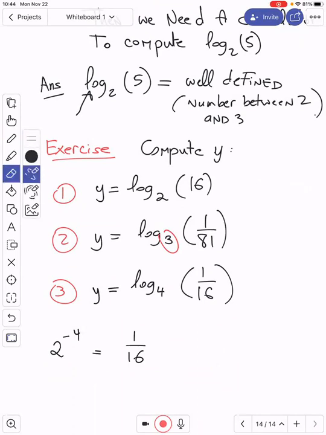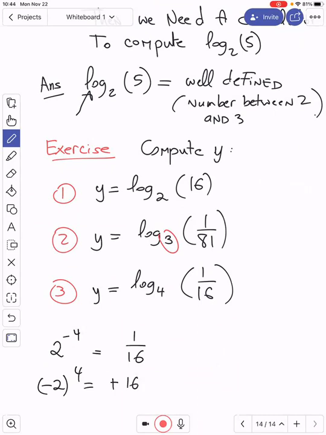Actually, negative 2 to the power 4 would be positive 16. So when you have a negative power, that gives you a fraction, right? It's because you flip the number.